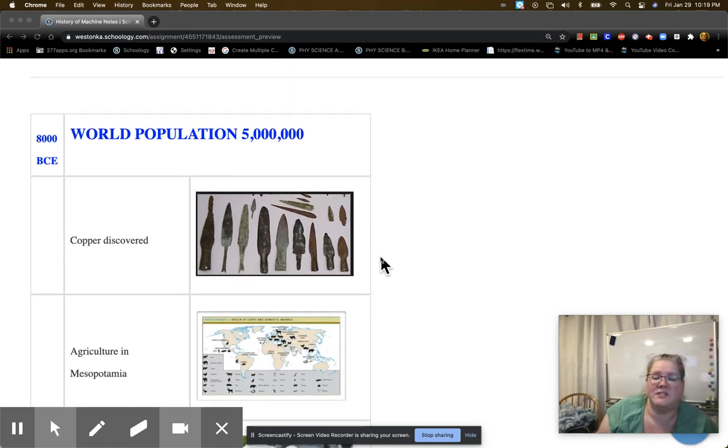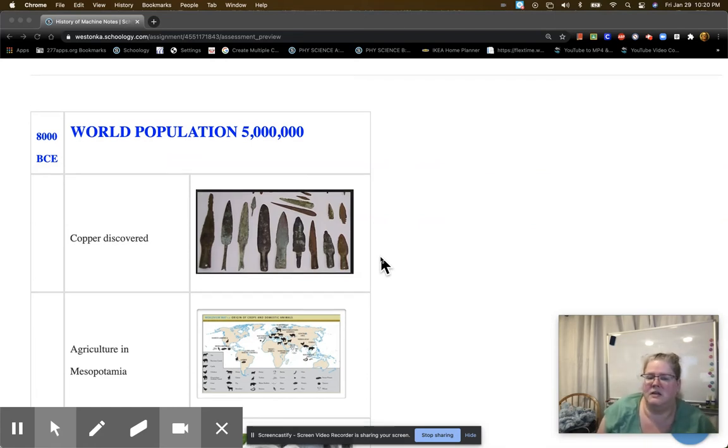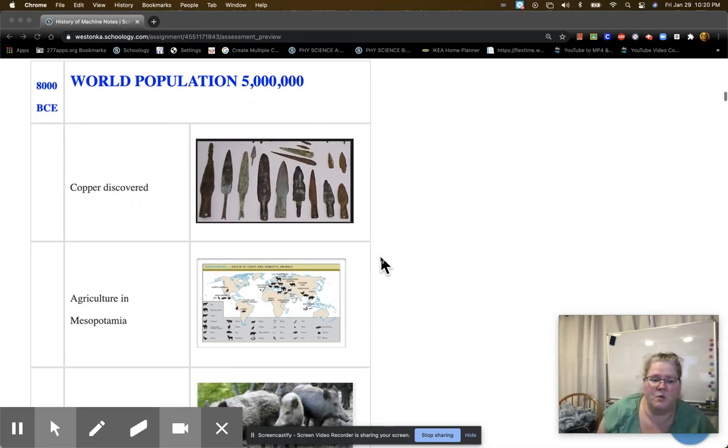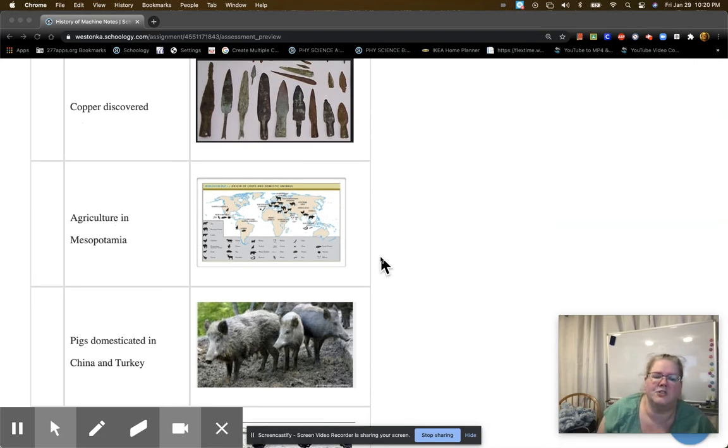But at the same time, we've discovered copper, and copper is important because it's a metal. It can hold an edge for a while, but it's soft enough that I can hit it with another stone or something and create it into the shape I want it to go to. I may have to sharpen it, I might have to redo it, but it gives me many more uses and a much more precise kill shot. Let's go with that.